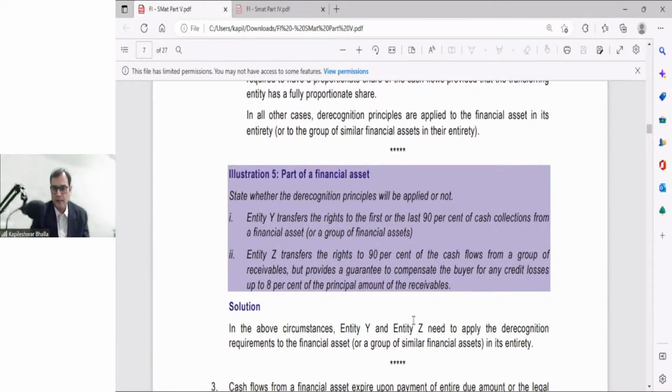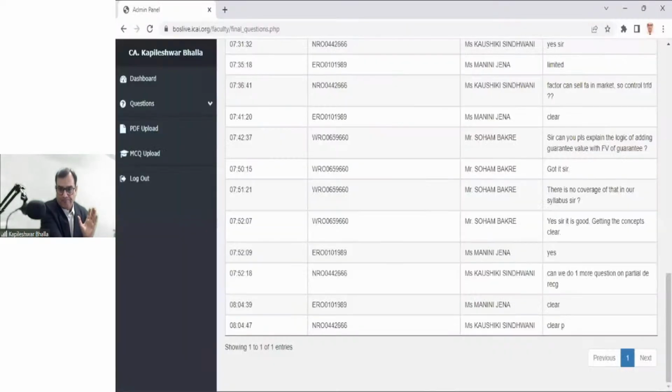I think you can do that as well. Let me do the first part, you can do the second one. Entity Y transfers the right to the first or the last 90%. You decide. It says first or the last, no ifs and buts. The moment you apply ifs and buts, a part cannot be derecognized. It has to be a complete derecognition in this case. Then he says in the second part that you transfer 90% but provide a guarantee. So the moment there are ifs and buts, whether in the form of guarantees, or first or last or initial years, whatever, it cannot be a case of part derecognition.